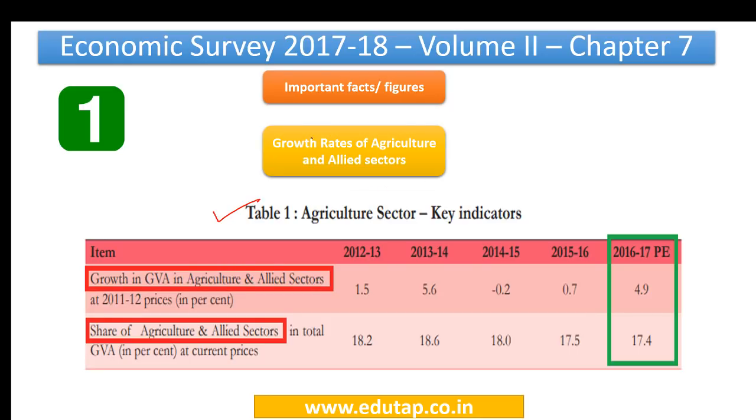So first, here, growth rates of agriculture and allied sectors. This particular tabular column, we have picked directly from the Economic Survey. So you need to concentrate on these latest figures that we have marked. So kindly go back and memorize these for the examination.